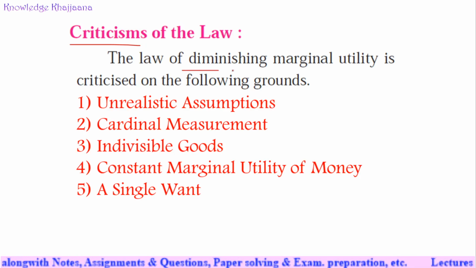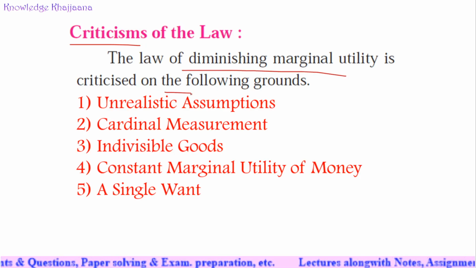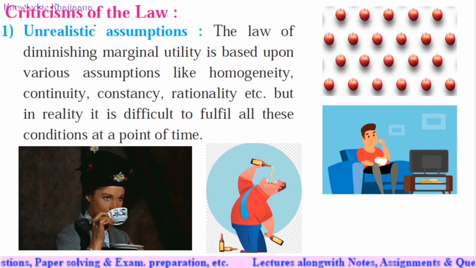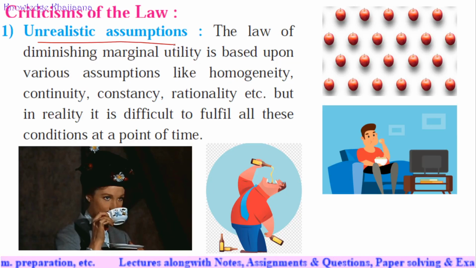See, the law of diminishing marginal utility has some criticisms. First criticism is unrealistic assumptions. It is based on unrealistic assumptions: cardinal measurement, indivisible goods, constant marginal utility of money, and a single one. Let's see one by one. The first criticism is unrealistic assumptions.